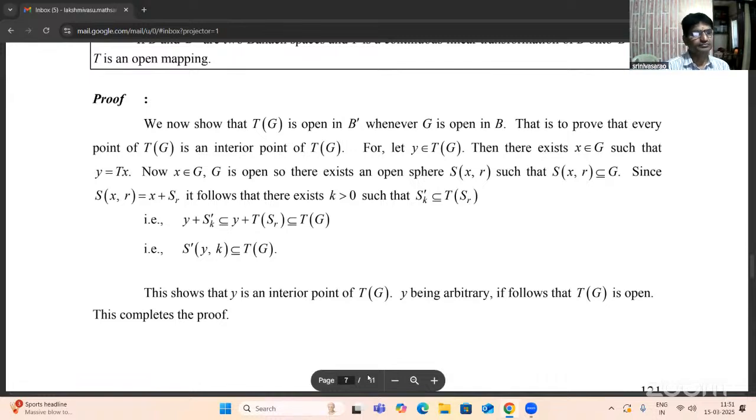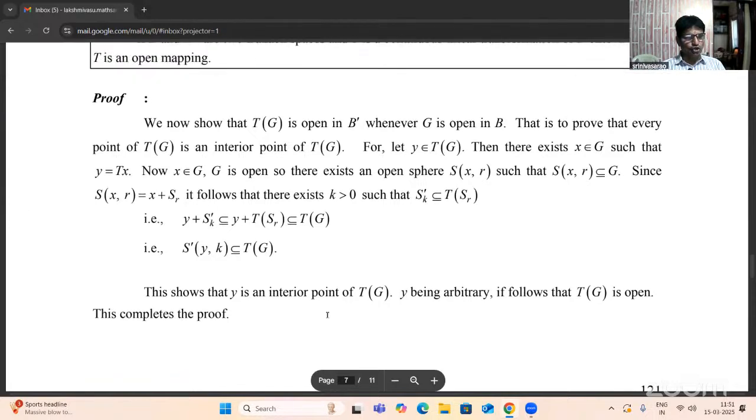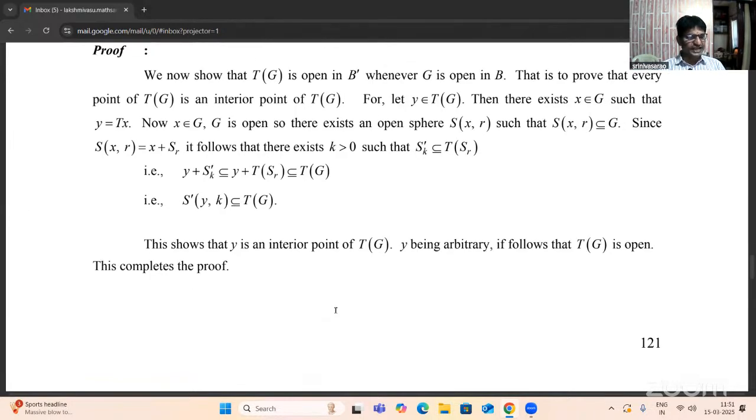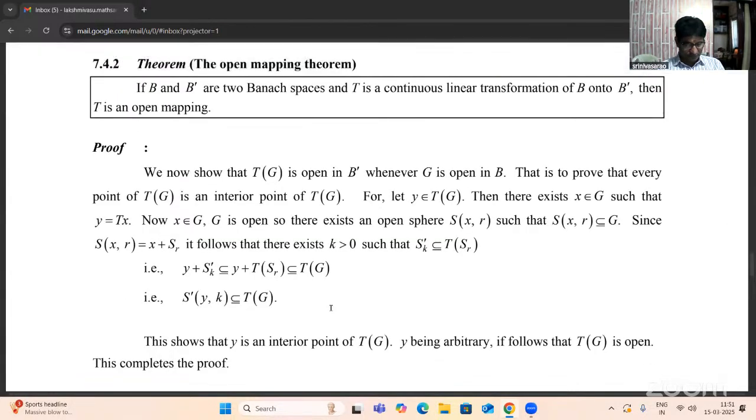Please stay on the line. Y is an interior point of T(G), so S'(y, k) is contained in T(G). Please stay on the line, because there is no time; maybe tomorrow is the last class through the online session.